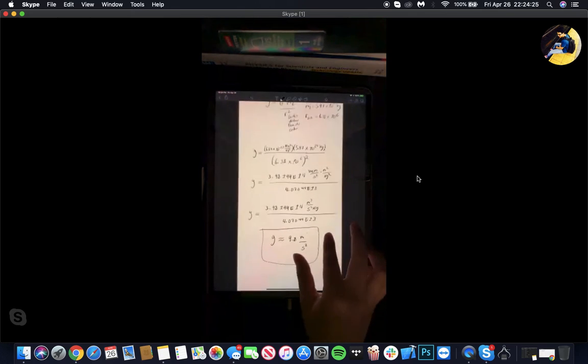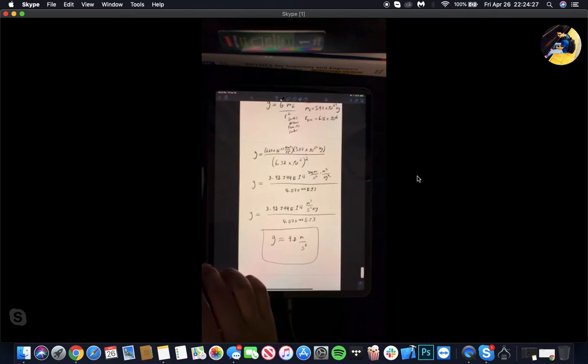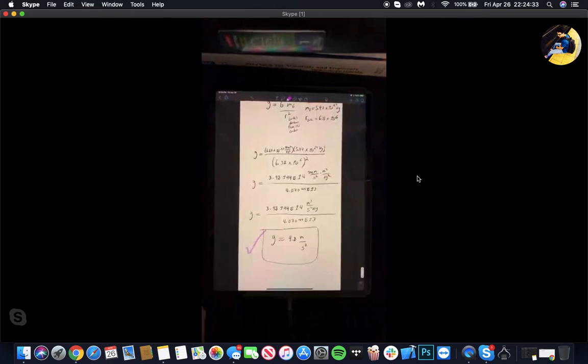And that's how. And that concludes energy, power, and Newton's universal law of gravitation. That's it. Stop the recording.